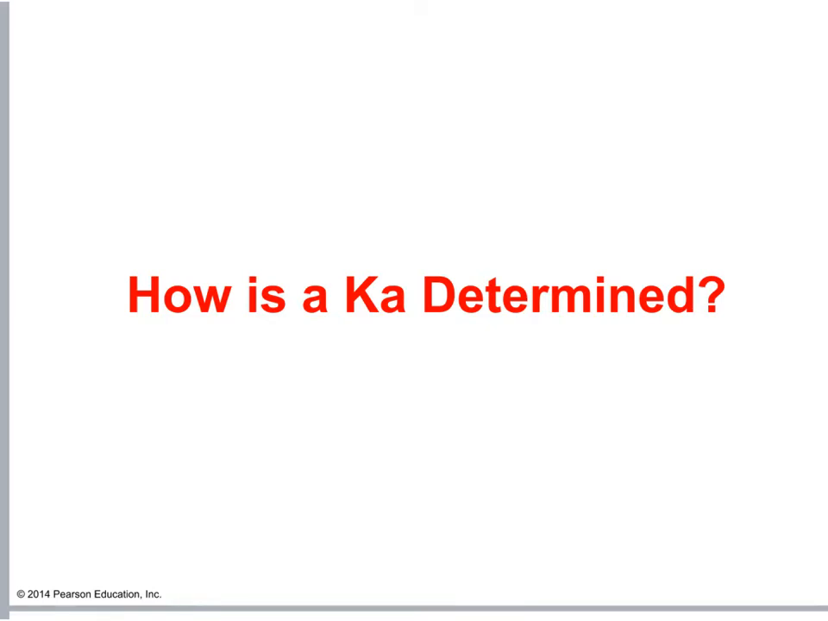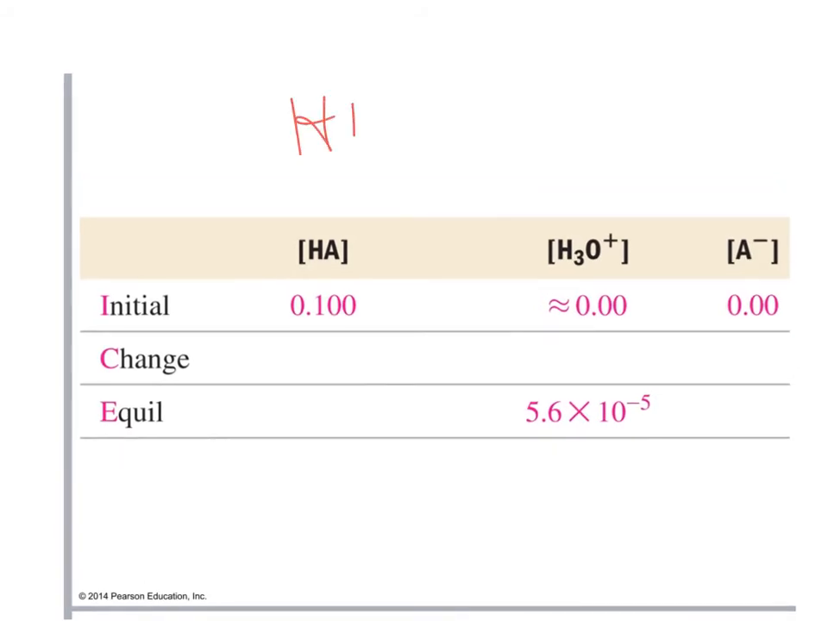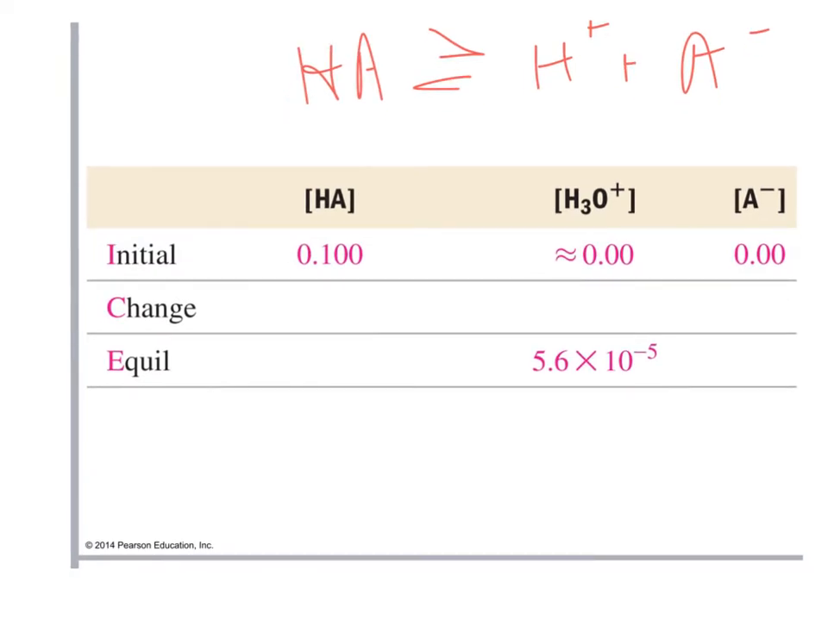So let's talk Ka. How can a Ka be determined? If we know the concentration of the acid to begin with, and we know that it is HA going to H plus and A minus, and we know the concentration of H3O plus through finding the pH, if we know the pH, we can find the H3O plus concentration. We know that it is 5.6 times 10 to the minus fifth, and we know that this is plus x, and this is plus x, and this is minus x, and this is 0.100 minus x. Guess what x is?